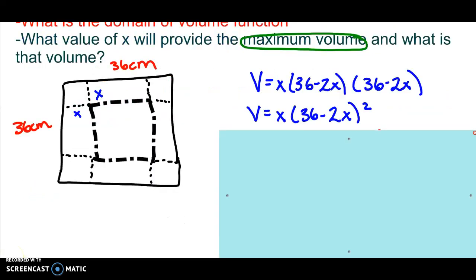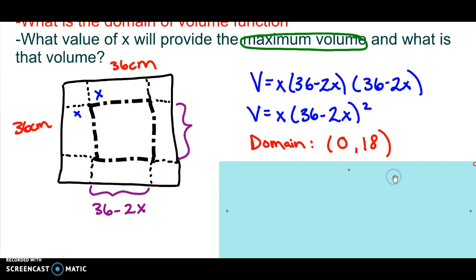Okay, so I started by finding the function for volume. So we have volume, remember we said was length times width times height. We have to imagine this box as having a length and a width and a height. So the key thing here is to identify that we need to know this, which would be the same as this. It was a whole length of 36 before, but we have to subtract the 2x values here. So that's where that 36 minus 2x comes from. So length times width times height, or we could simplify it a little bit more.